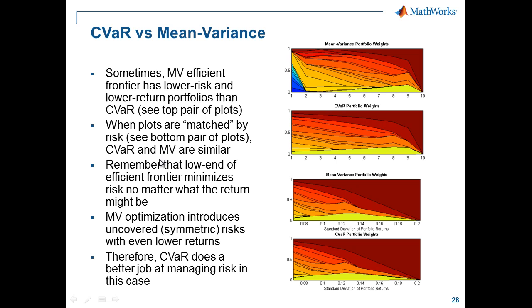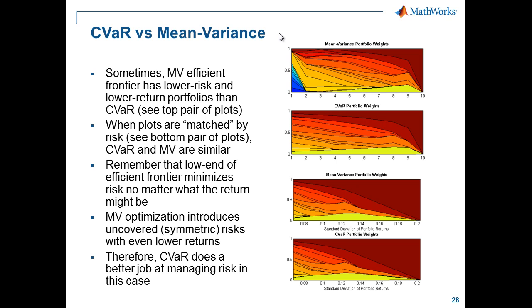So why is this different as far as mean variance is concerned? Well, one thing to keep in mind is that at the low end of the efficient frontier, you're trying to minimize risk no matter what the return might be. You're not even concerned about return. And so what mean variance optimization is doing is just trying to find the best way of minimizing that risk, these are symmetric risks.